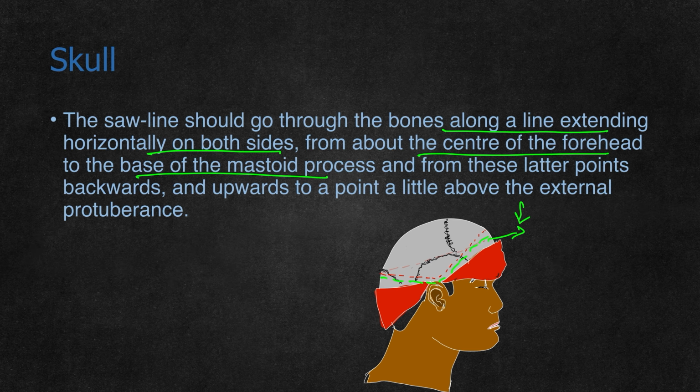So the saw starts from the front, the middle of the forehead, and goes horizontally till the mastoid process, and from these points backwards and upwards to a point a little above the external occipital protuberance. So from the forehead to the mastoid process, and from there to the occipital protuberance. This is the preferred V-shaped incision. One more, a horizontal one, can also be taken sometimes, where it is drawn directly above the skull and the skull cap is opened horizontally, so the incision surrounds the skull.